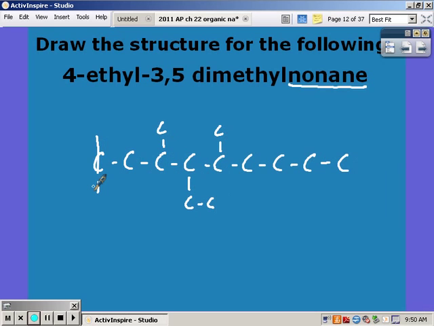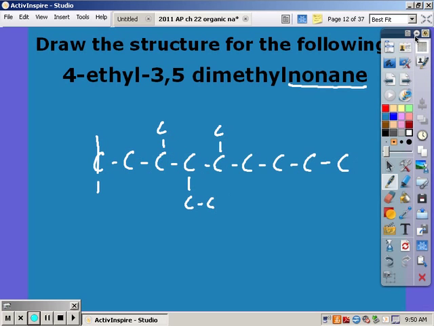Now we just need to go and add our hydrogens. Don't forget your hydrogens, or it's not a complete structure. Be careful also that you're only adding 4 bonds to each carbon. If it has 5, that's incorrect.